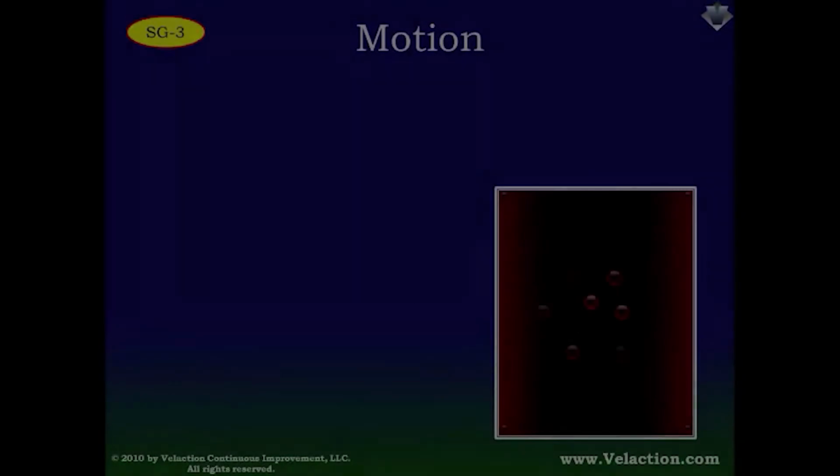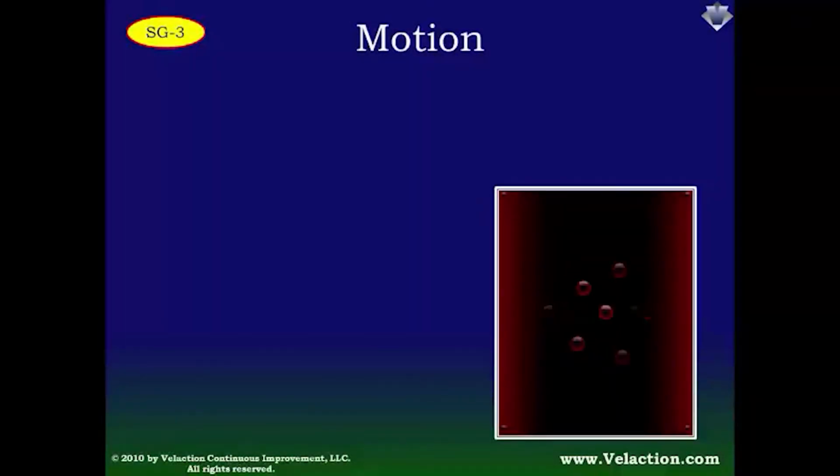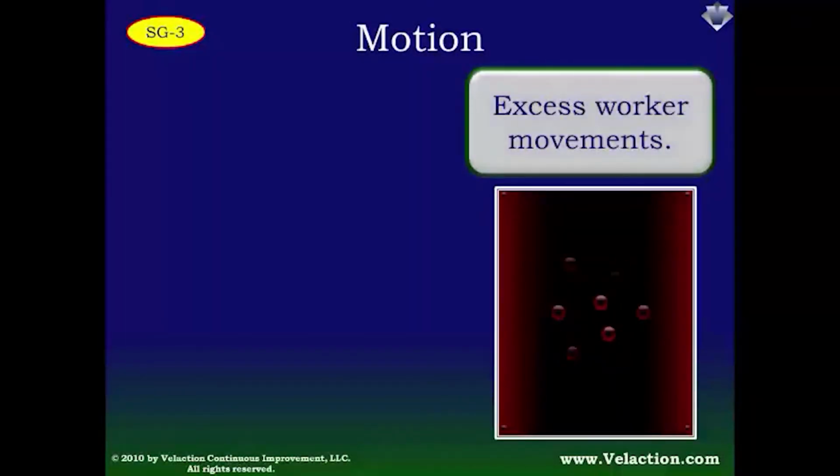Next up, motion. Motion waste is defined as any excessive worker movements. I'm going to give a specific example here about how you can easily get wrapped up in debating categories. Would walking be transportation or motion? I teach that walking empty-handed is motion, but carrying a part is transportation. Other lean practitioners may put all walking into transportation.